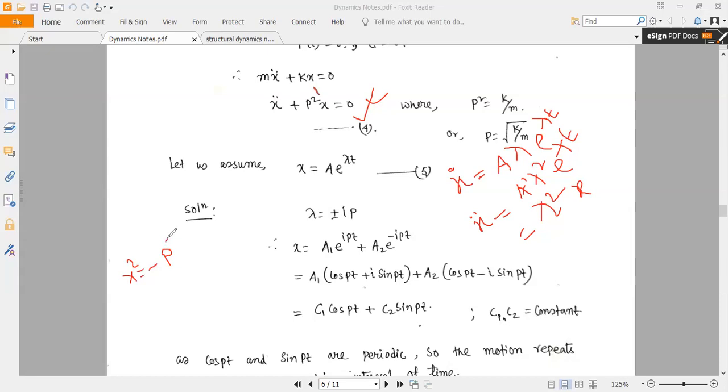You can write it like this, minus 1 into p square. So now lambda is equal to root under minus 1 into p square. Is it okay? So the root under minus 1 is how much? Iota, I, the imaginary number. And it is equal to p. So lambda is plus minus ip.